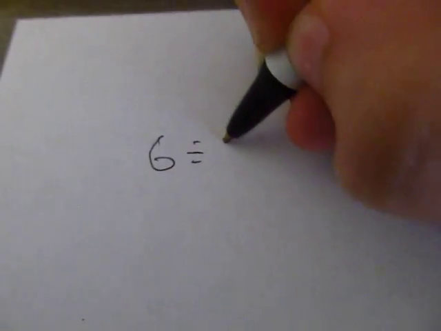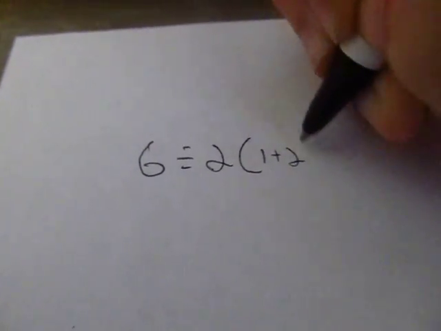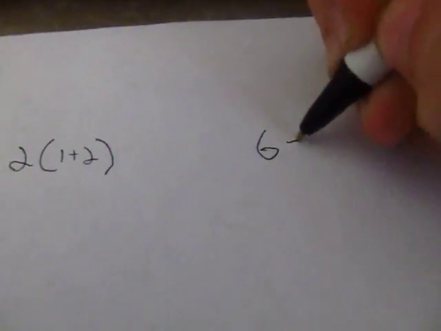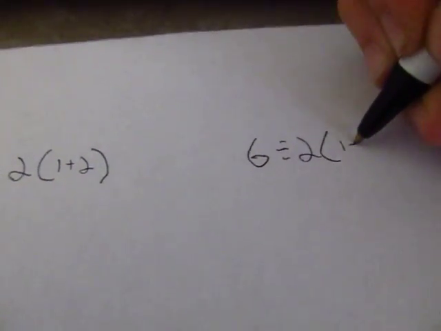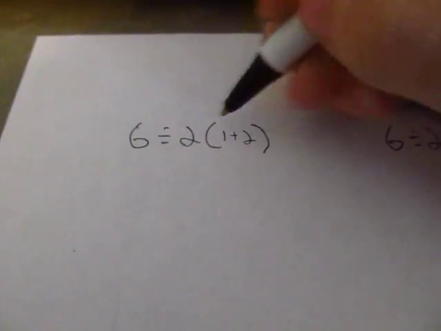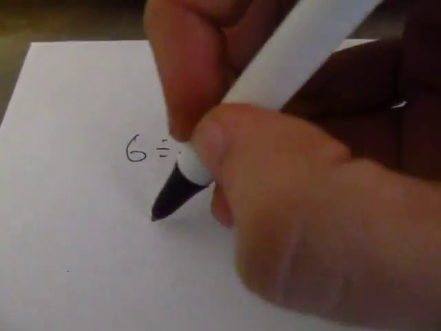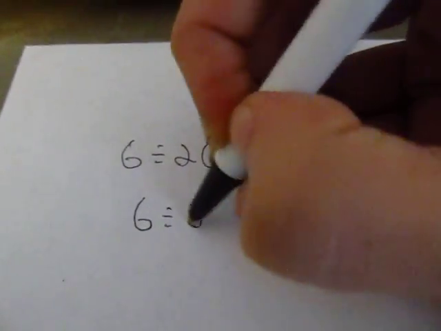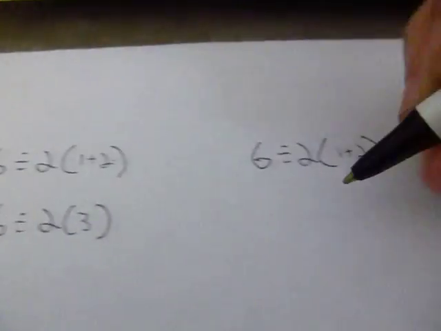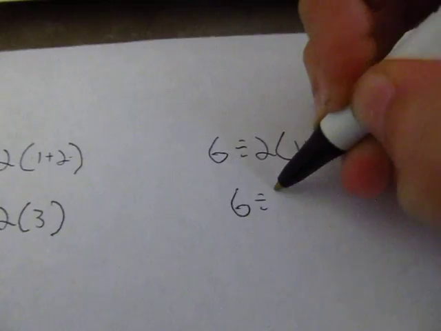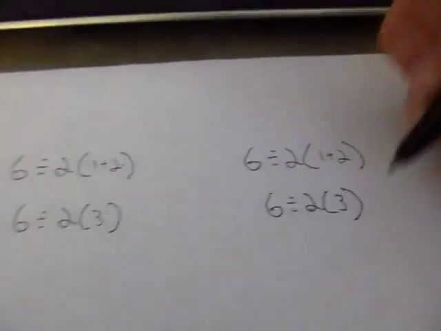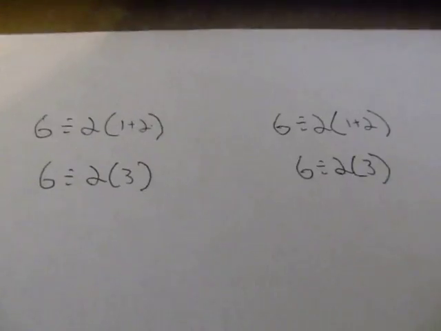Now, 6 divided by 2, I'm going to flip this over. Oh, sorry for the blur. There we go: 6 divided by 2 times 1 plus 2. And 6 divided by 2 times 1 plus 2. Well, we both agree to do the parentheses first. So 6 divided by 2 times 3. And we'll do the same thing here, 6 divided by 2 times 3. Everyone agrees on the first step.